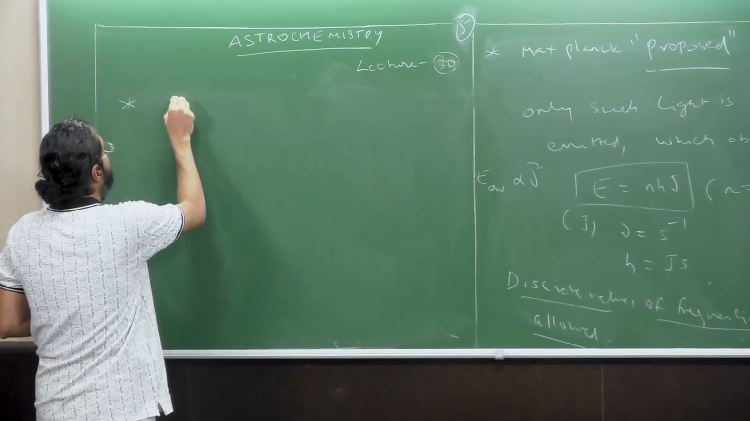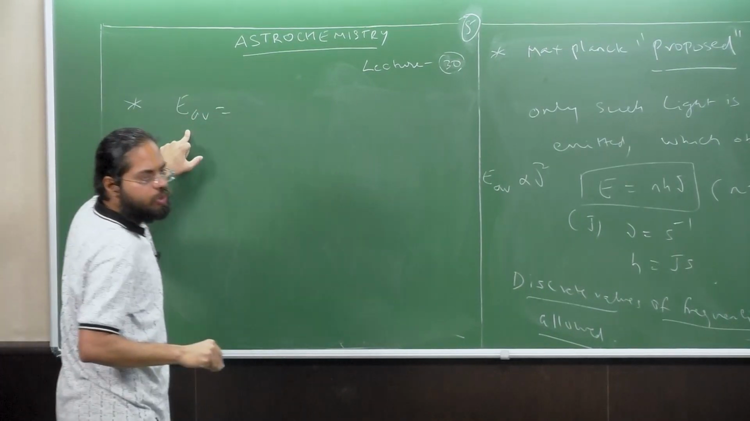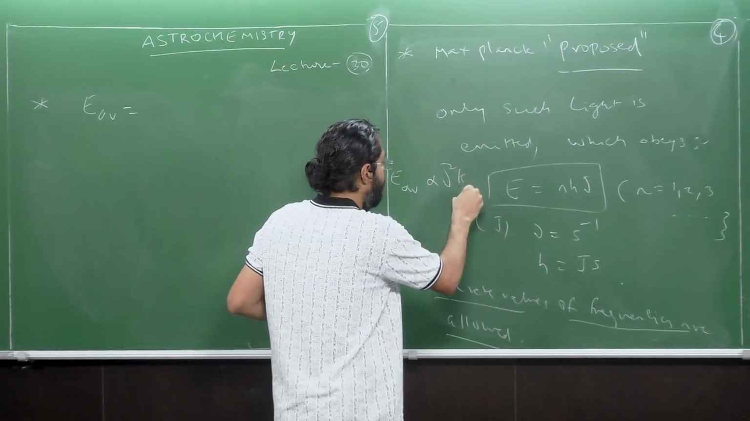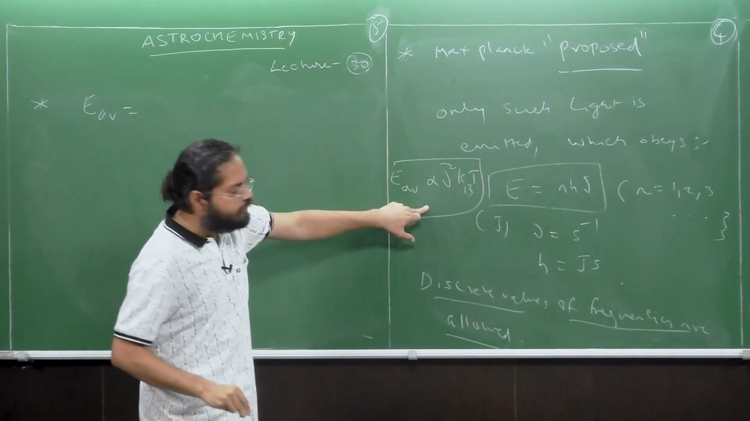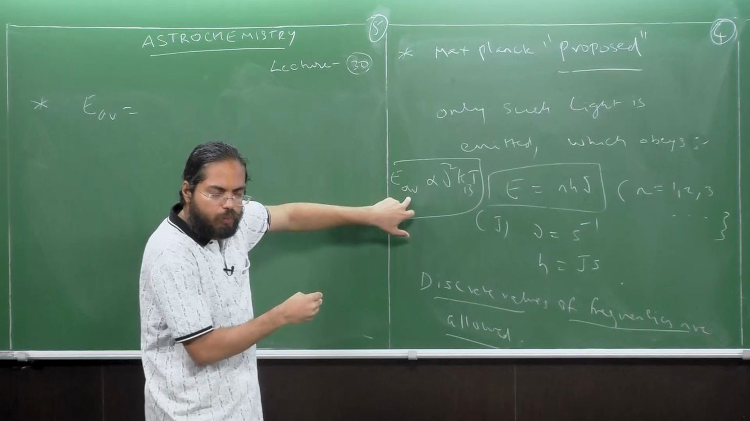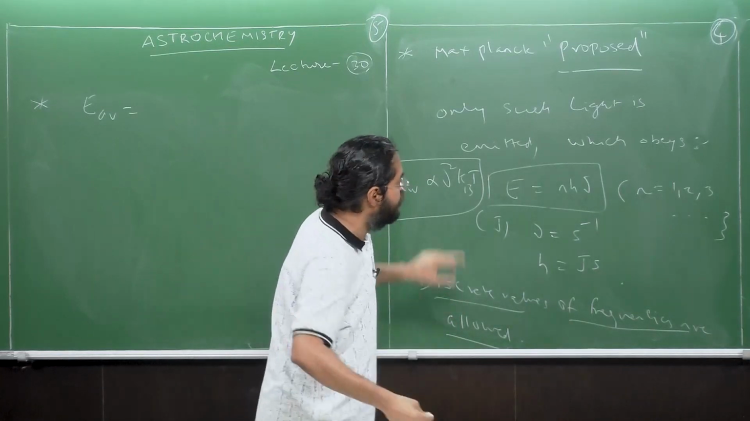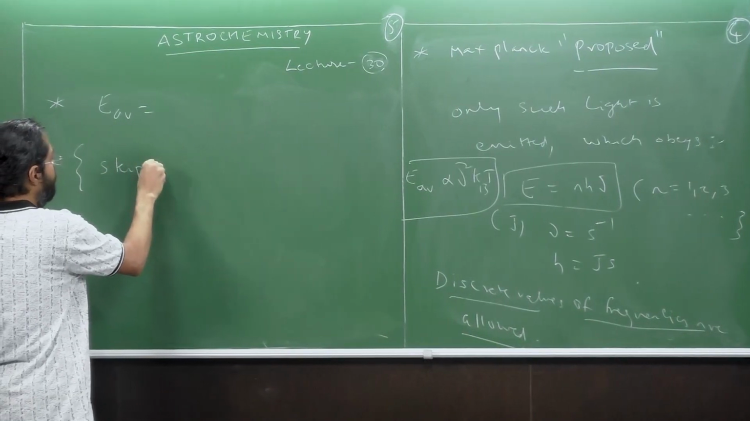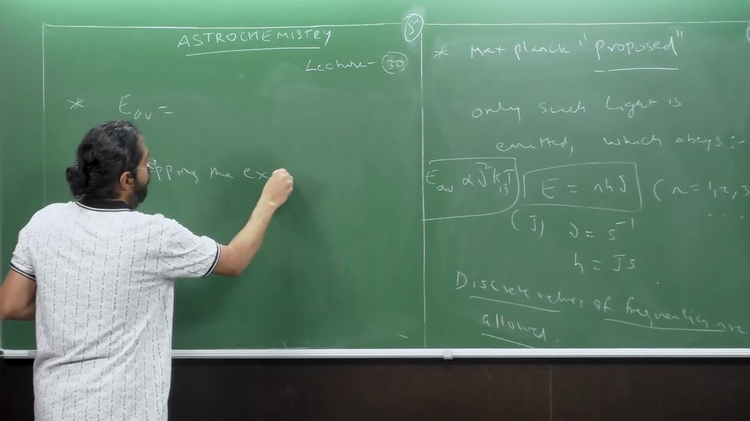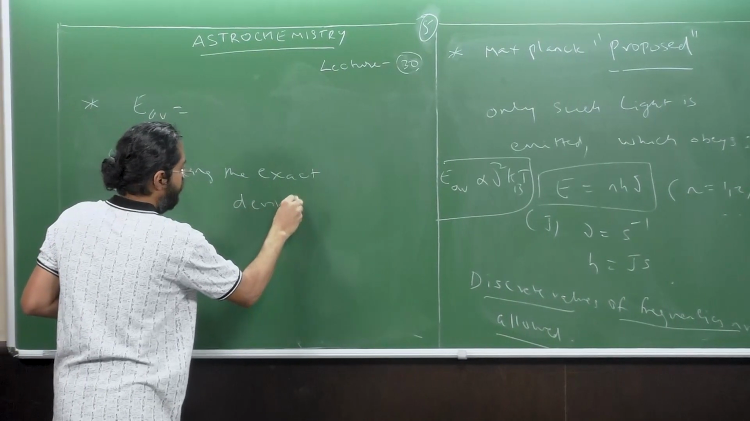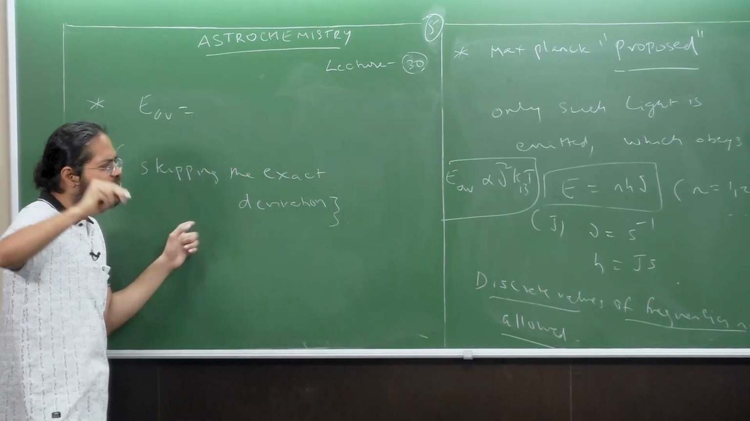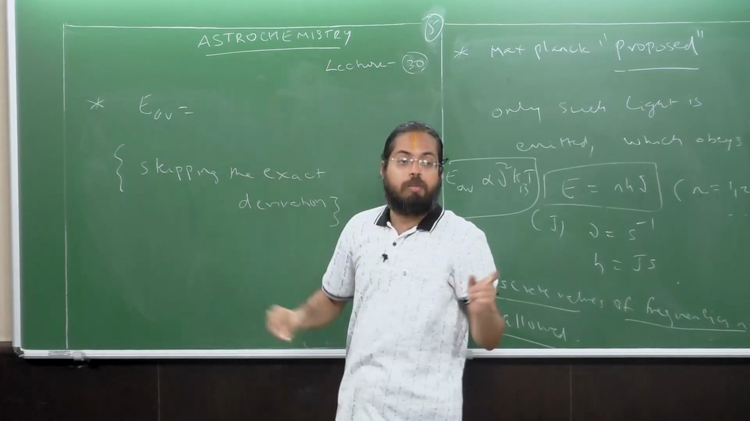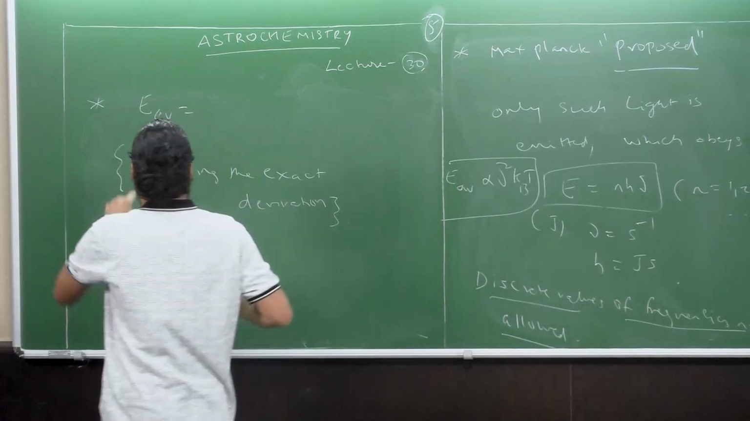Planck said that the E average, that is, the average energy associated with each oscillation, which was proportional to nu squared kBT in the earlier case based on the known physics of that day, was the value we were discussing. Planck proposed a different expression using this idea. I'm skipping the exact derivation, because like I said earlier, that would take at least 4 or 5 classes. It's not that important for the class in astrochemistry, but the conclusions are. So I'm going to give you the gist of what you obtained.